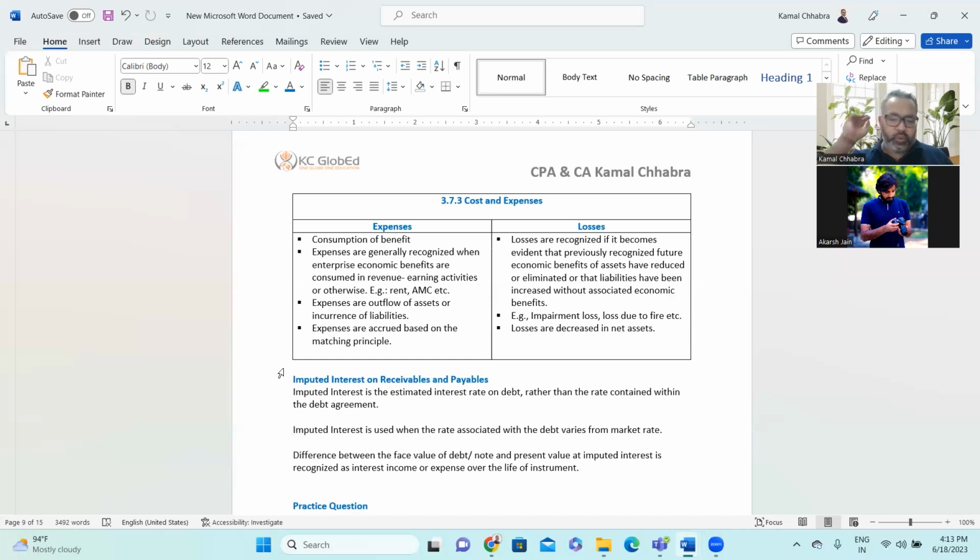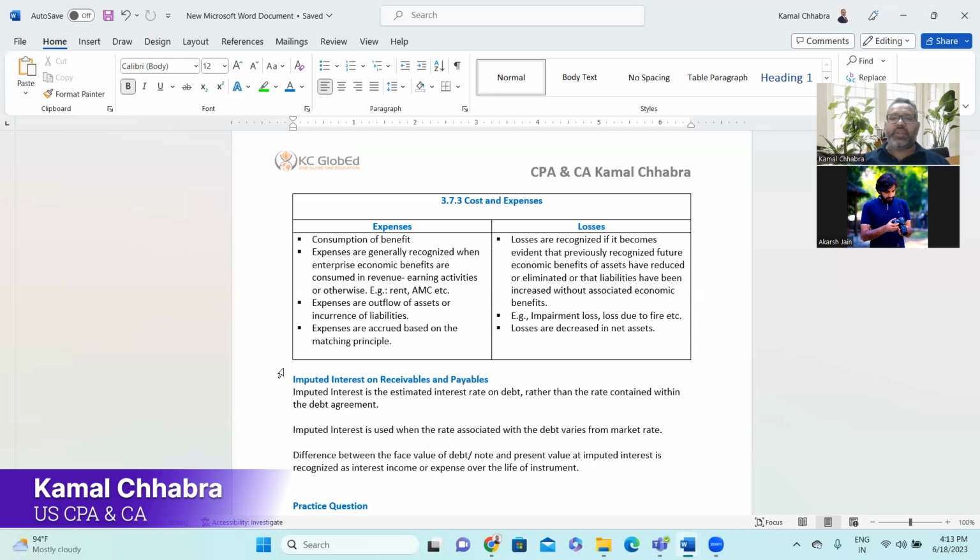So if you relook at this definition, losses are recognized if it becomes evident that the previously recognized future economic benefit of the asset, which is the book value of the asset, has reduced or eliminated. That means the value which you have for the asset has gone down. It may be either on account of impairment, or it may be on account of when you are selling it out, right?